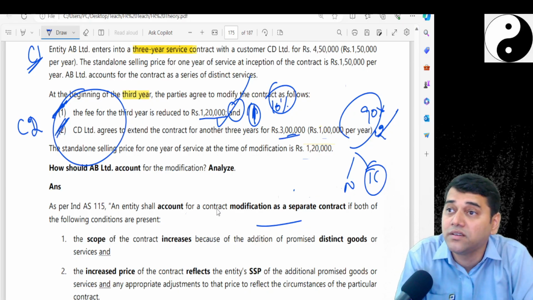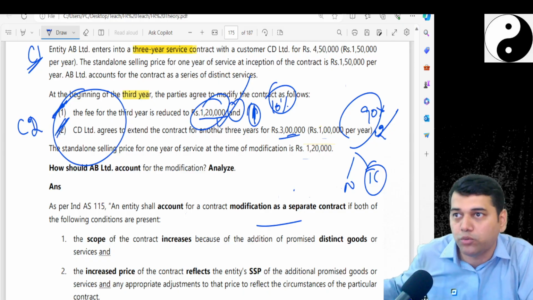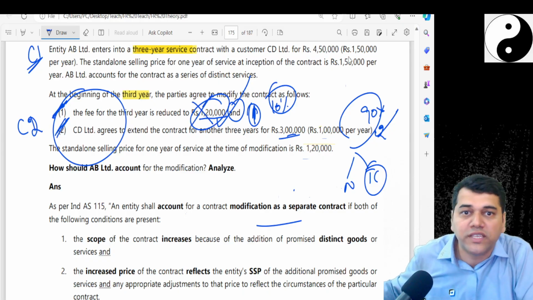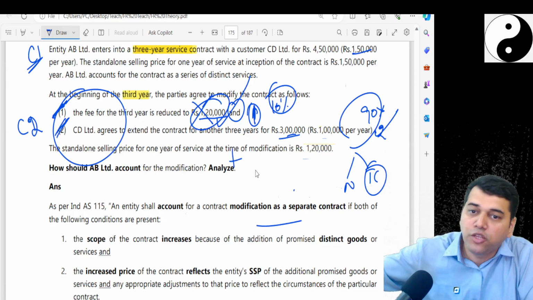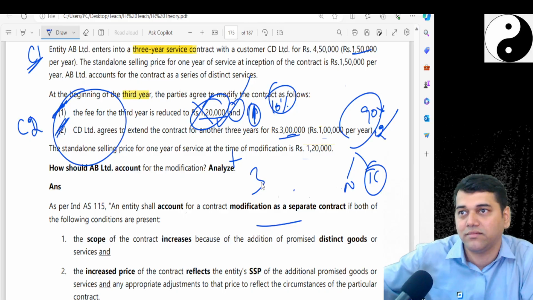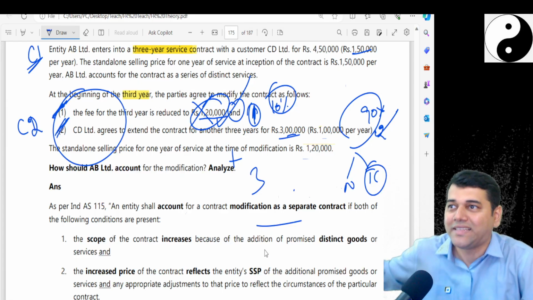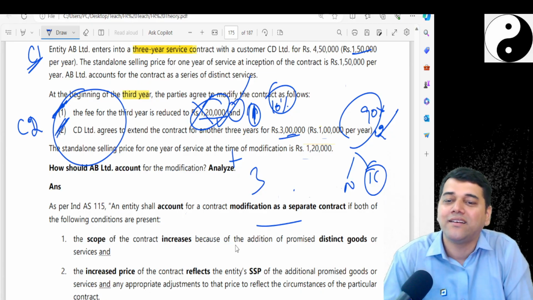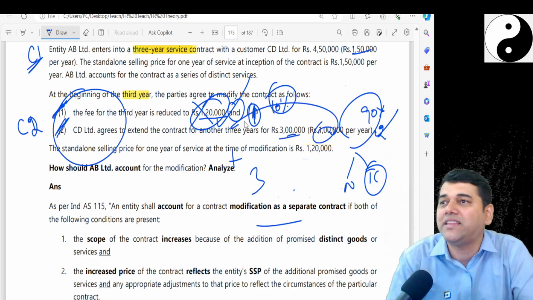Transaction price is 4,20,000. How? Because my existing contract had 1.2 pending, and if this clause was not there, 1.5 would have been my pending. Plus the new contract got 3 each year. Exactly. That is the point of termination of existing, because this one is sitting somewhere in the existing.